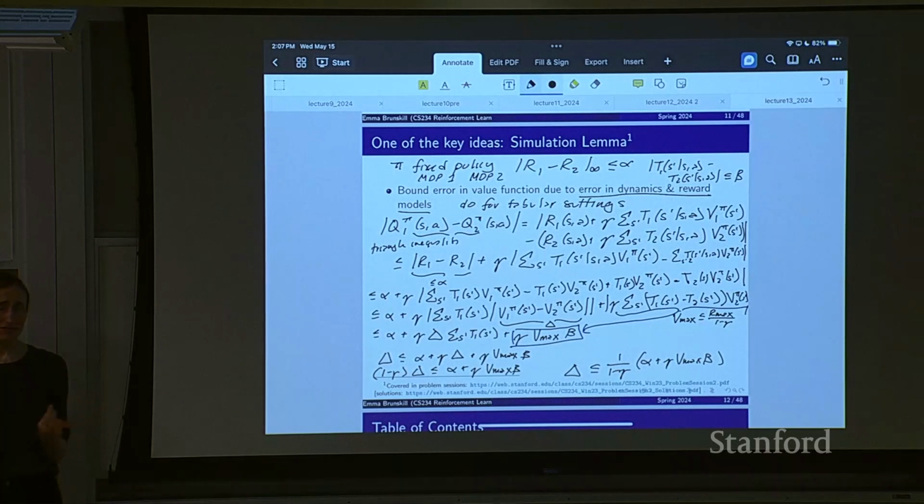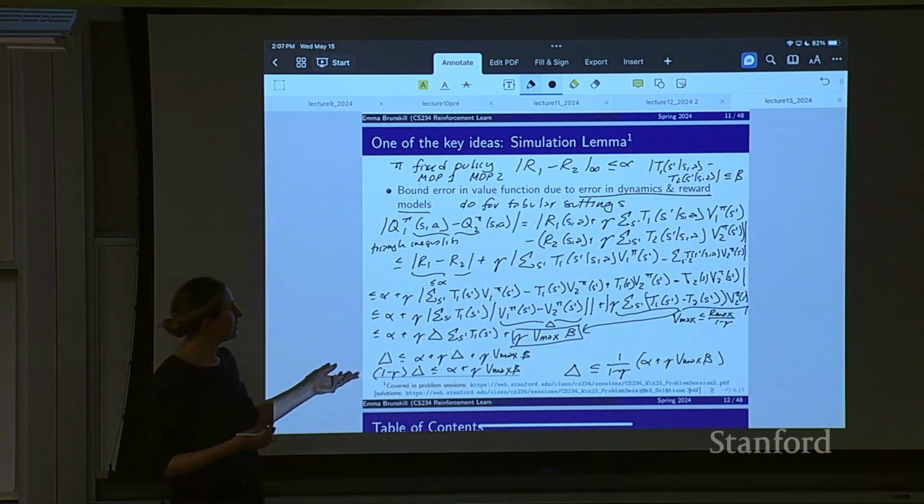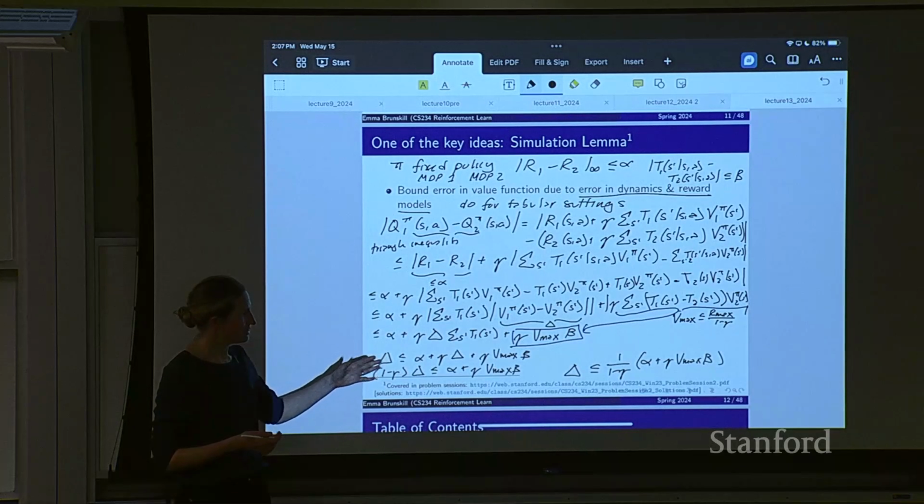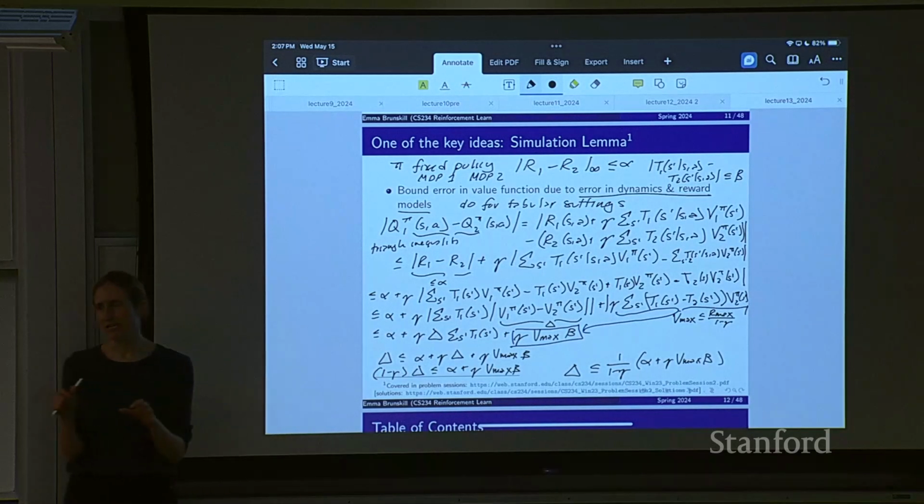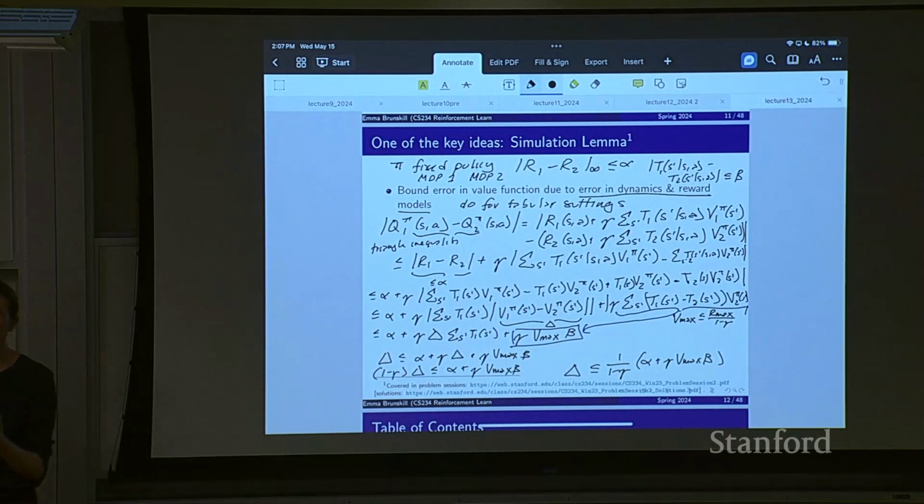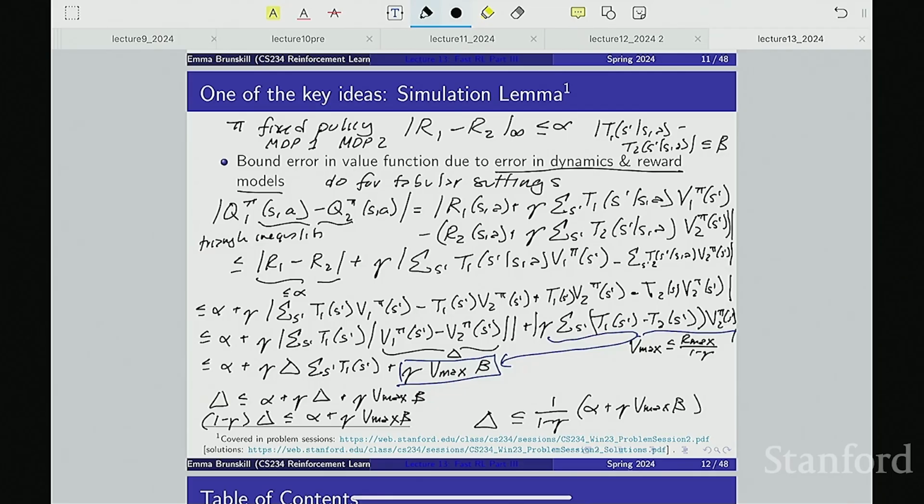It comes up in lots of different other areas too. People use it for a lot more advanced, complicated settings. But the critical idea here is to say, if you can bound your error in the dynamics model and the error in your reward function, that also means that your Q functions can't be too different. Okay? So that's the main important point of that.